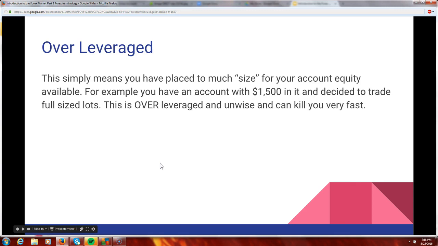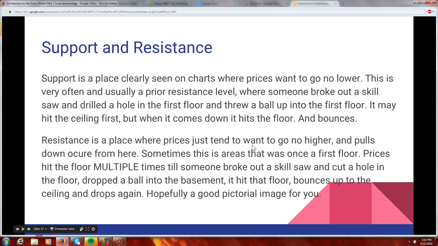And over-leveraged simply means that you have placed too much size on for your account. Okay? You've gone way too big. Your equity, you just can't handle it. If you've got an account with $1,500 in it, you decide to trade in full-size standard lots, you are way over-leveraged. This is completely unwise. It'll kill you very fast. You do not want to do that thing.